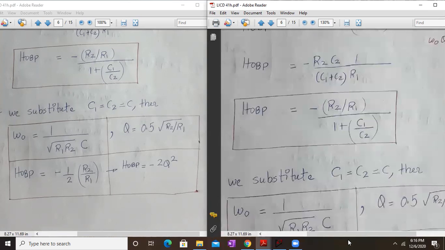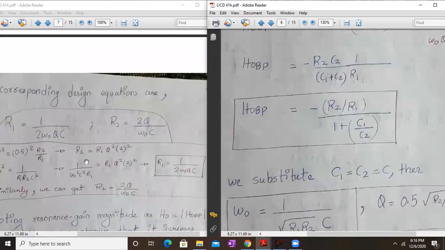HOBP will be minus R2 upon R1. Here we have both the capacitors the same, equal to C, so it will be 2 over here in the denominator. So HOBP will be half of R2 upon R1. Also, HOBP can be written as minus 2Q square. So if you do this, you will get this expression simultaneously.